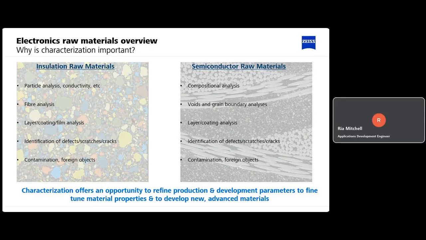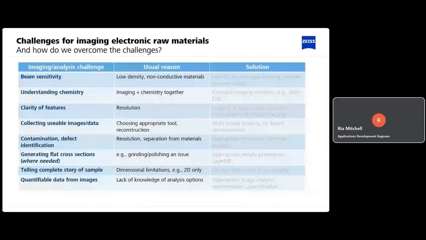The characterization of these raw materials is obviously really important because we want to make sure that the raw materials going into these electronic devices actually will work. And that is summed up quite nicely at the bottom of this slide. Characterization offers an opportunity to refine production and development parameters, to fine-tune material properties, and to develop new and advanced materials. So that's why we want to characterize them.